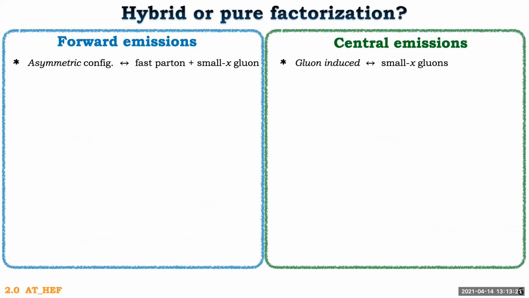Just another introductory slide about the factorization. We can have, as I mentioned, hybrid or pure factorization. For example, if we consider forward emission in pp collisions, we have an asymmetric configuration in which on one side there is a fast parton and on the other side a small-x gluon. While in central emission, when we consider gluon-induced processes, we pick both small-x gluons.